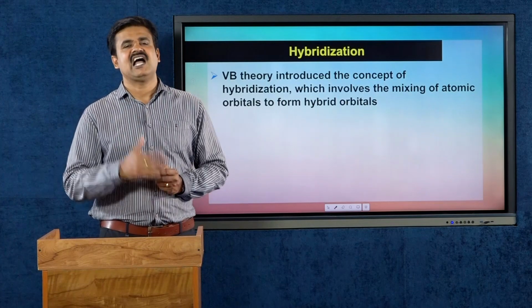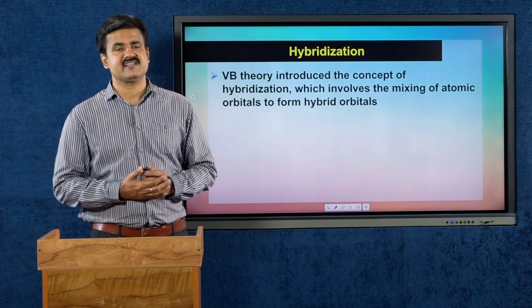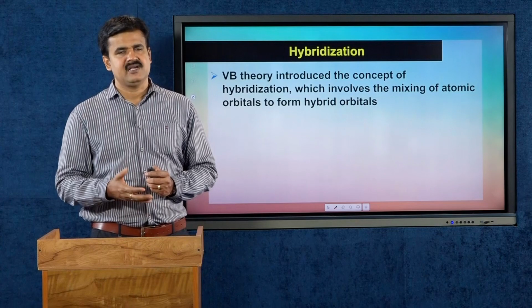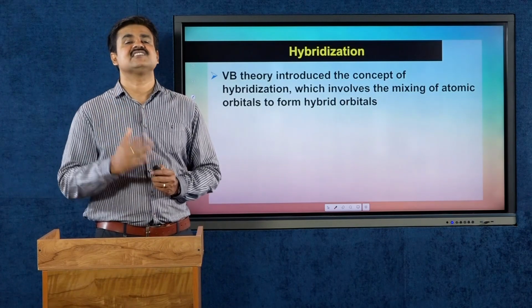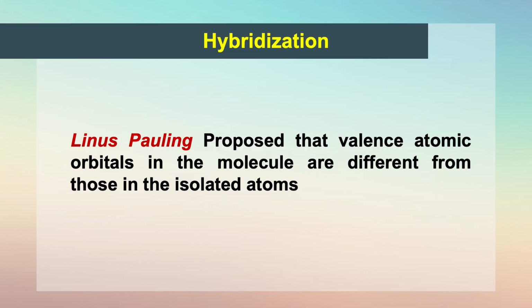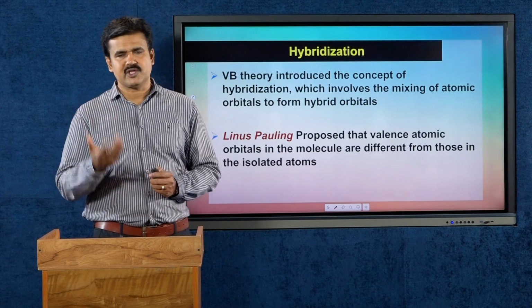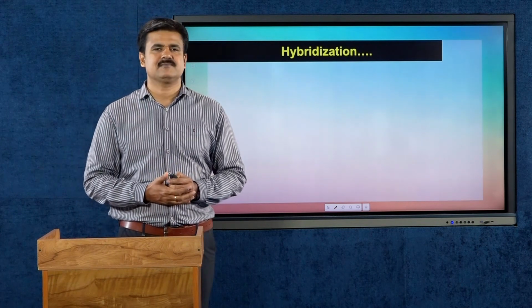By definition, hybridization is the mixing up of atomic orbitals of nearly the same energy to get a set of orbitals having identical energy and shape. This hybridization is one of the most important aspects of the valence bond theory. Linus Pauling proposed that valence atomic orbitals in the molecule are different from those in isolated atoms. That is, when atoms are converted to molecules, there occurs some change in valence atomic orbitals.